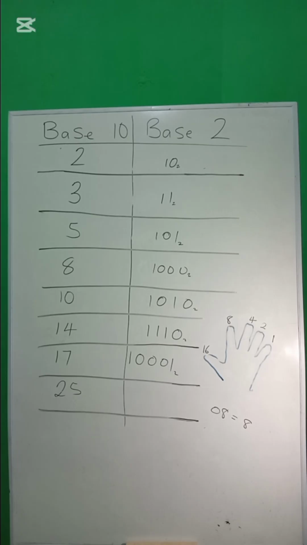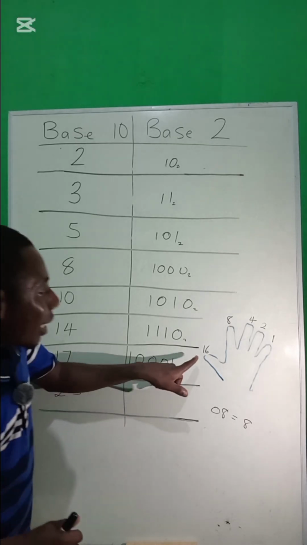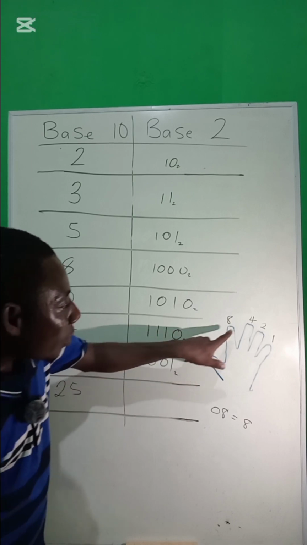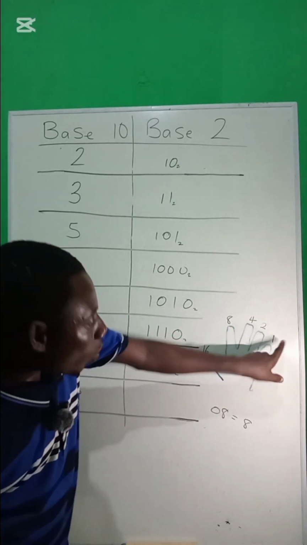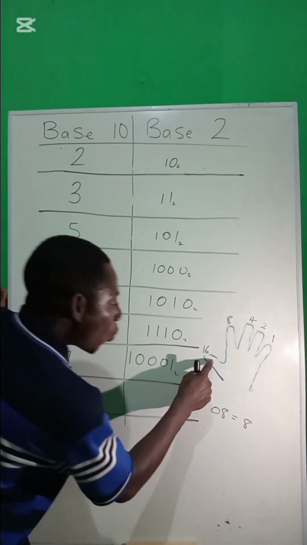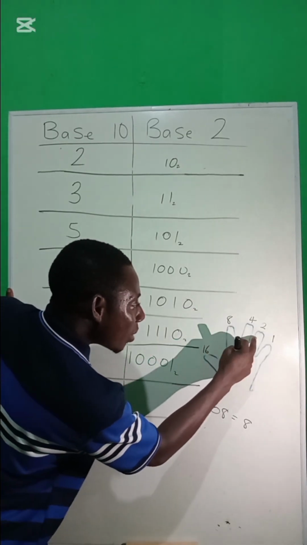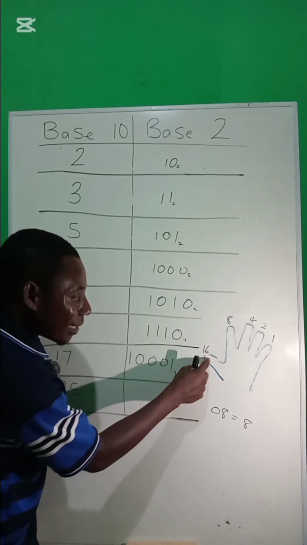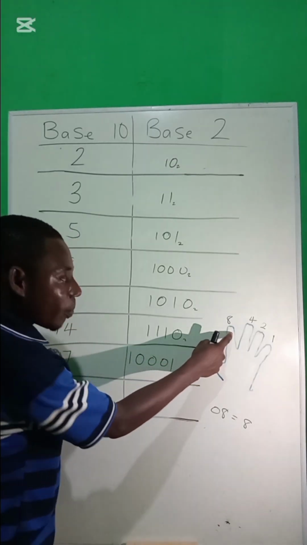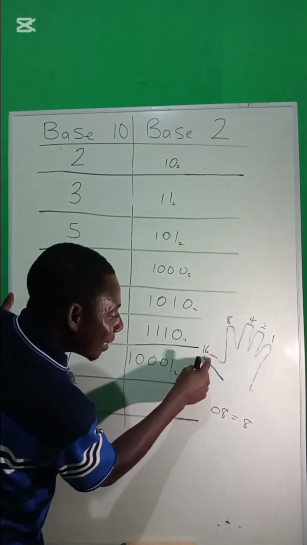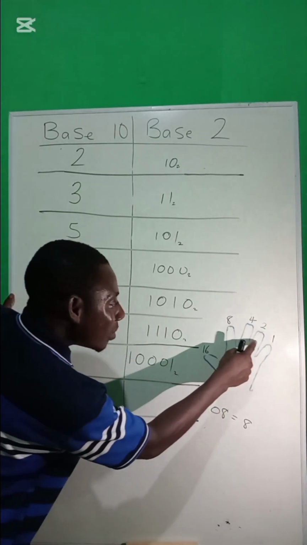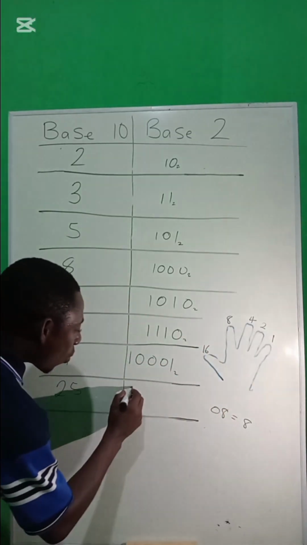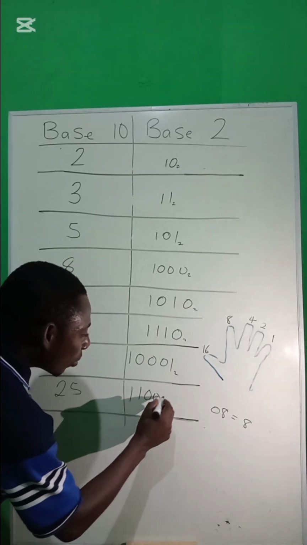Let's look at the last one. The last one is 25. Okay, so 25, we can add 16 to 8. 16 plus 8 gives us 24, plus 1, 25. So 11001, because we added the 16 to the 8 and that gave us 24. We need 1, we add 1. So it's the 16 and the 8 and the 1 that have been lifted. So 11001 base 2.